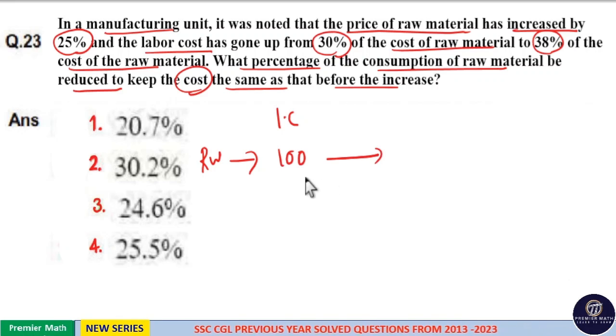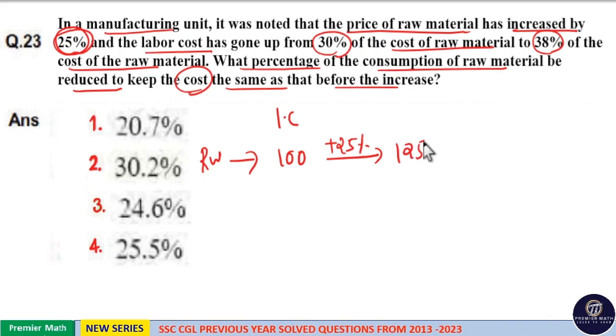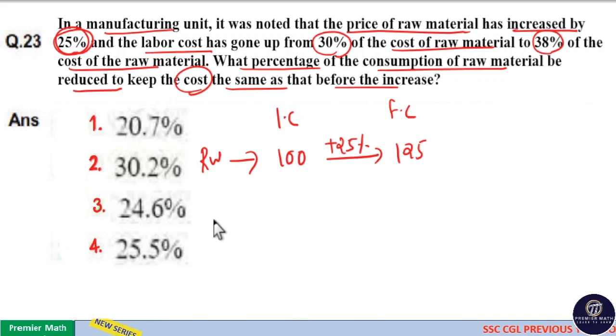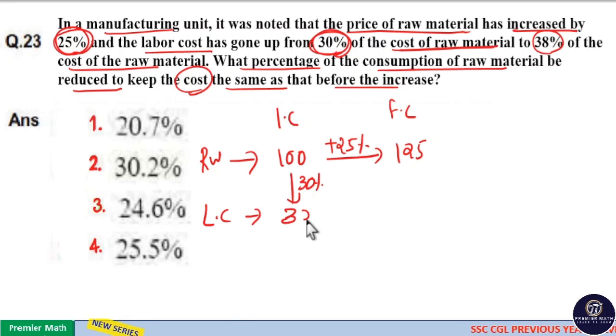Now, raw material cost increased by 25%. So a 25% increment in raw material cost means the final cost is 100 plus 25, 125 rupees. Now labor cost. Initial labor cost was 30% of the cost of raw material. So the initial cost of raw material was 100 rupees. Now 30% of 100 rupees is the initial labor cost, which is equal to 30 rupees.